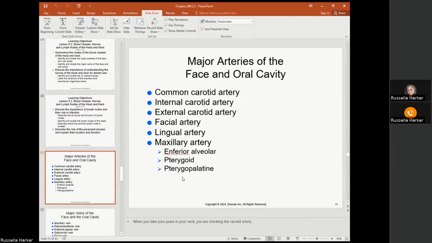The major arteries of the face and the oral cavity are listed here. And when you take your pulse in your neck, you are checking your carotid artery.